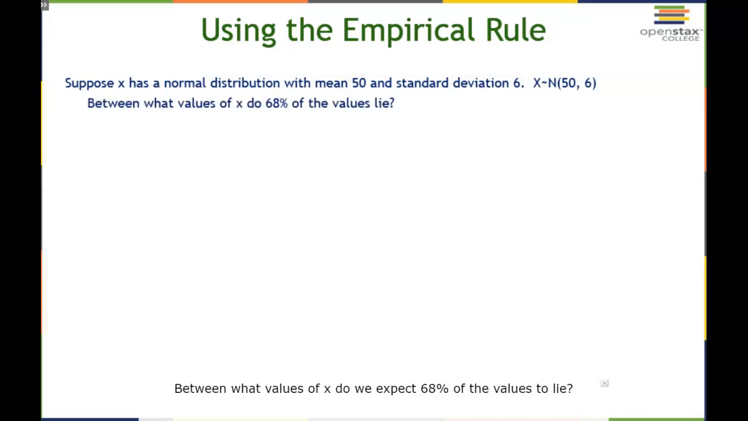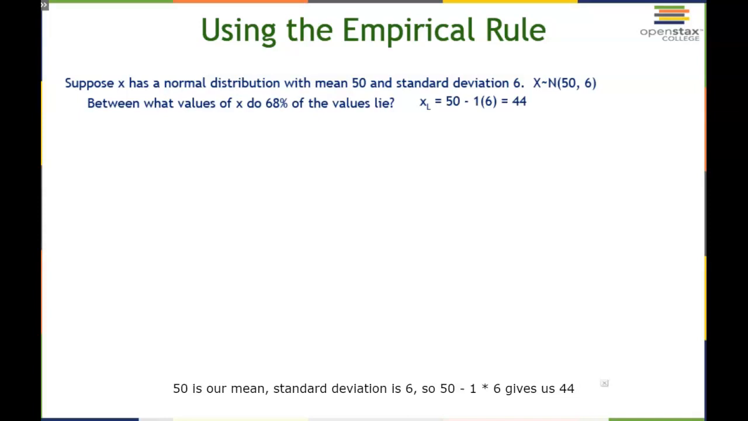Between what values of X do we expect 68% of the values to lie? There's going to be a low value and a high value, so it's this range of values. To calculate this, I know my low value is 1 standard deviation below the mean. So our mean minus 1 standard deviation will give us our value.